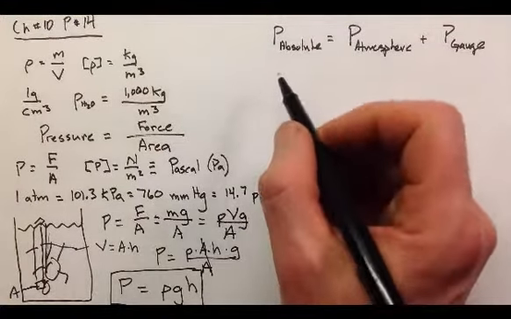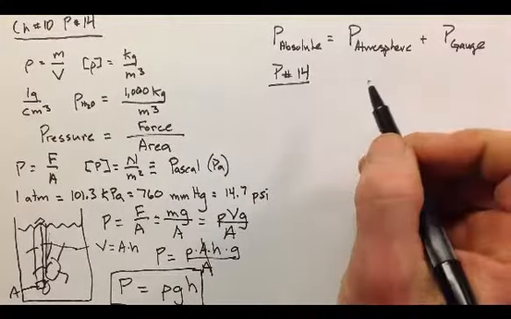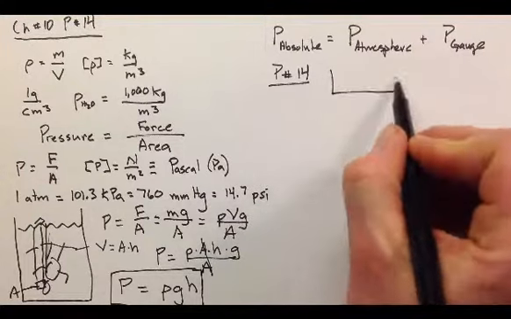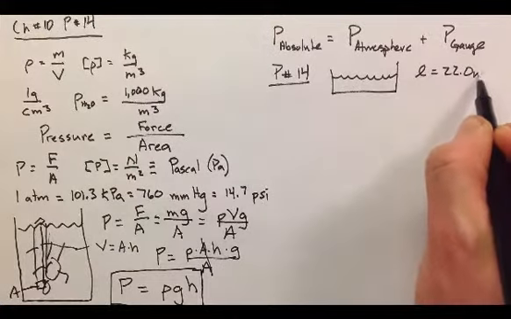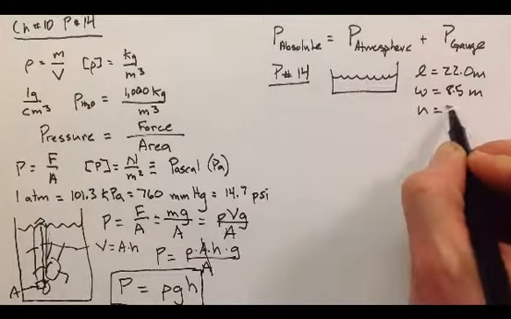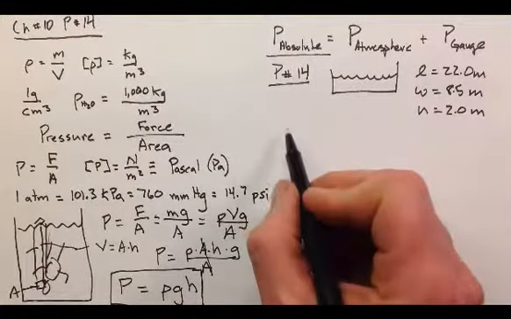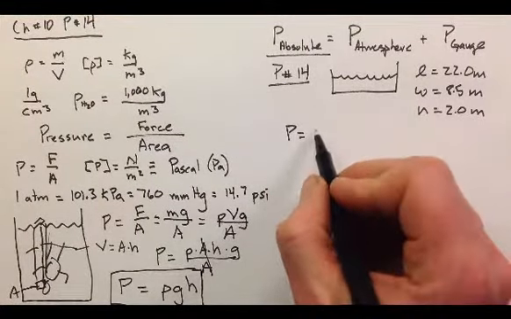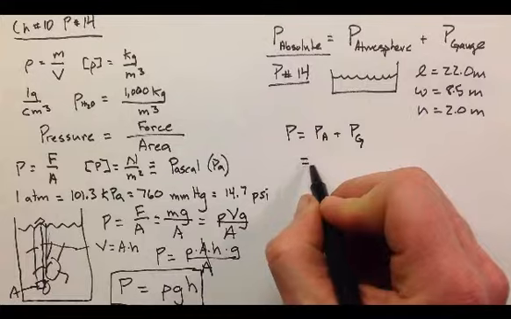Okay, let's finally get to our problem here, problem number 14, okay? And problem 14 is about a swimming pool, and the swimming pool has a length of 22 meters and a width of 8.5 meters and a height, or a depth, of 2 meters. And it wants to know what the absolute pressure is at the bottom of the pool. Okay, so that is equal to the atmospheric pressure plus the gauge pressure.